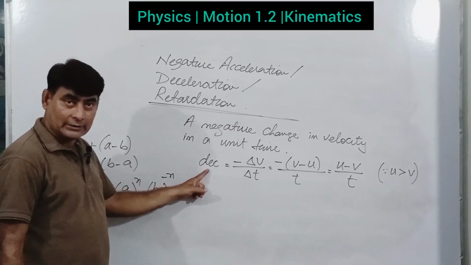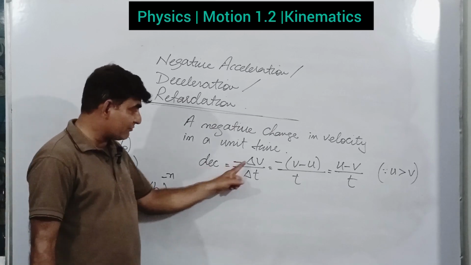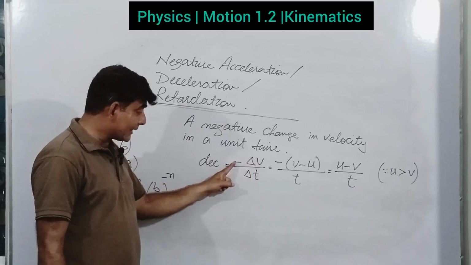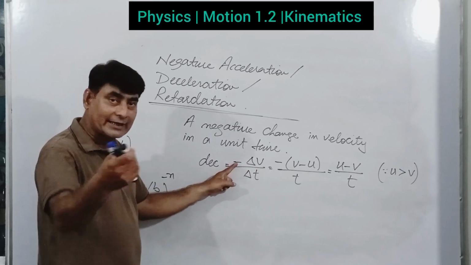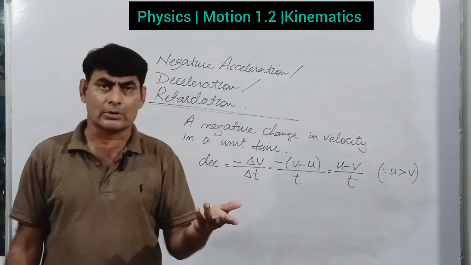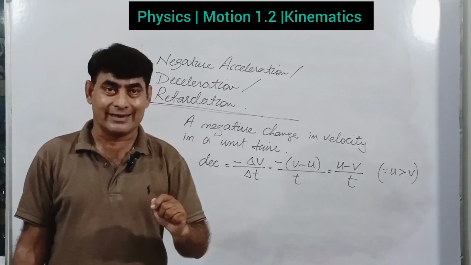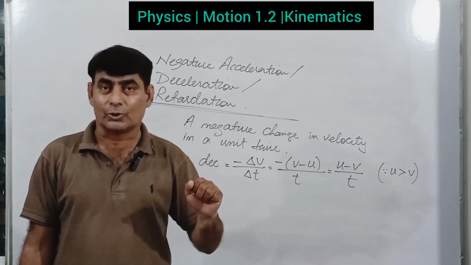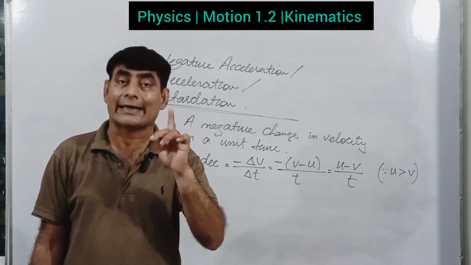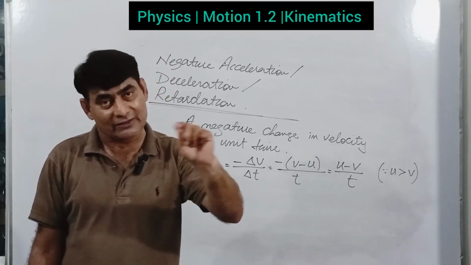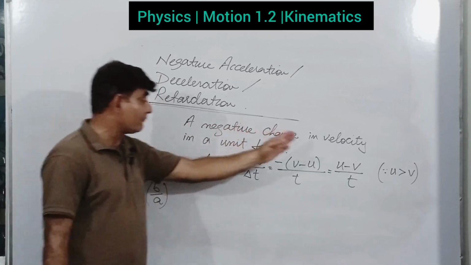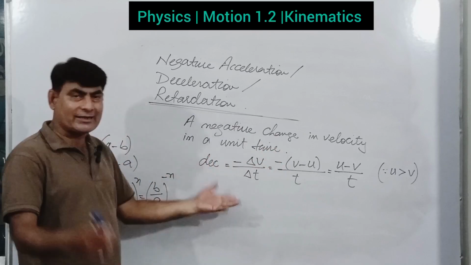Now deceleration, a negative change. The direction of deceleration is opposite to the direction of velocity, shown by the negative sign. So deceleration means same magnitude but opposite to the motion, as we are going to stop. Deceleration acts opposite to the motion, or negative velocity opposite to the positive velocity, right? So deceleration means a negative change in velocity in a unit time.